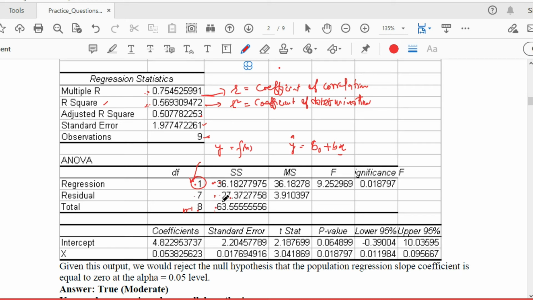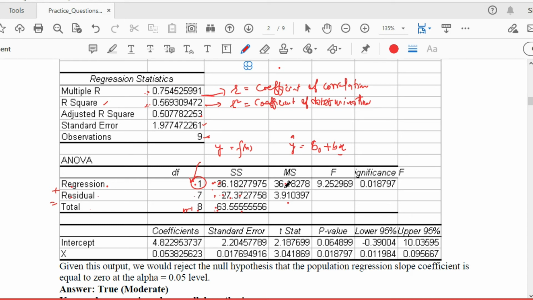Suppose this value is not given, so this minus this will be this. With the help of this relationship, this plus this, this is called regression and error and total, and this plus this is always equal to this total. In the same way we calculate SSR, SSE, SST. This is MSR and MSE.